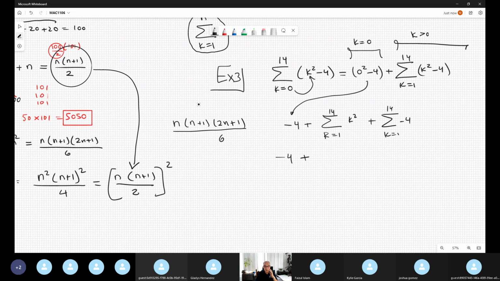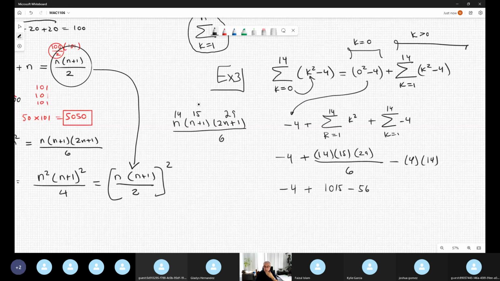Who is m? m is 14, multiplied by 15. Where does 15 come from? 14 plus 1. This is 14, this is 15, and this is 29, no? Because 14 times 2 is 28 plus 1 is 29. Divided by 6. Minus, remember this is negative 4, multiplication in this case, a constant, is 4 times 14. The rest is arithmetic, simple arithmetic: negative 4 plus the multiplication, this is 1015 minus 56. Now we combine like terms and it is 955. Get the final. You follow me, guys?